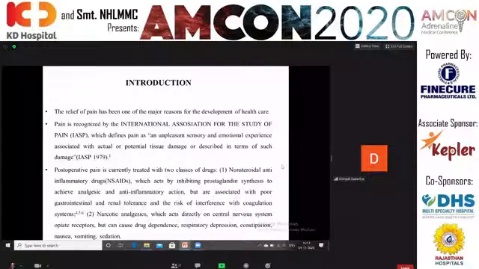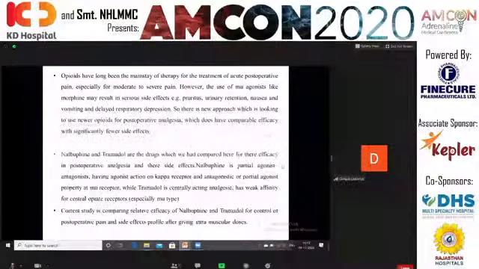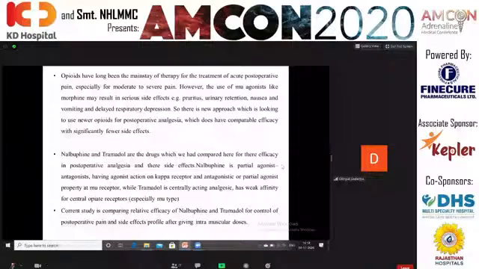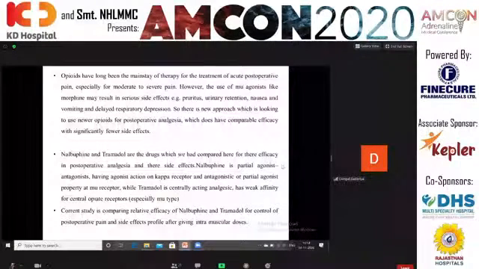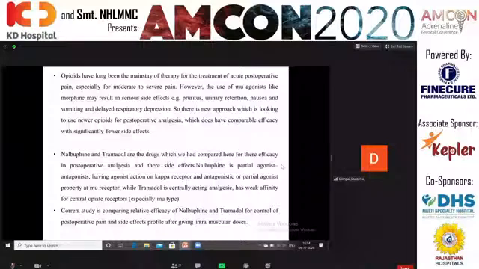Opioids have long been the mainstay of therapy for the treatment of acute postoperative pain, especially for moderate to severe pain. However, the use of agonists like morphine may result in serious side effects like pruritus, urinary retention, nausea, vomiting, and delayed respiratory depression. So there is a new approach which is looking to use a newer opioid for the analgesia.